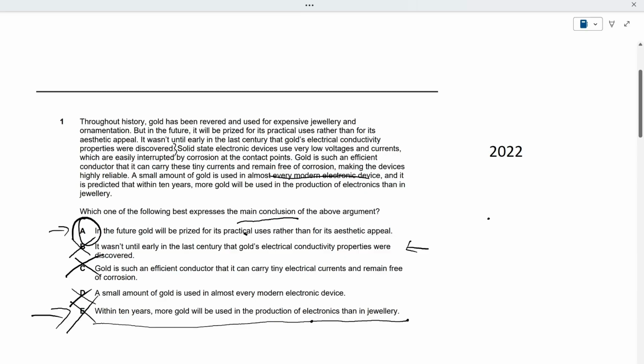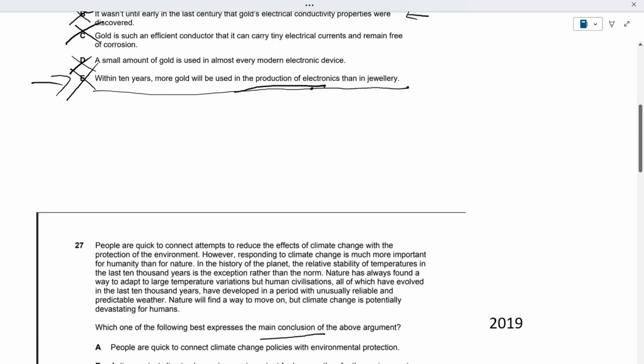You can also sort of see, if you look at the last bit, say we take all of this bit, for example, is explaining why it'll be prized for its practical uses. It's not directly explaining why it'll be used in electronics. So everything just about points to A over E, but you can see how you're sometimes going to be left between two, and you've got to pick the best one.